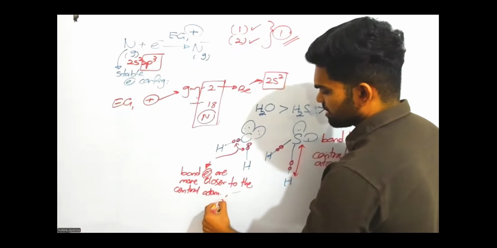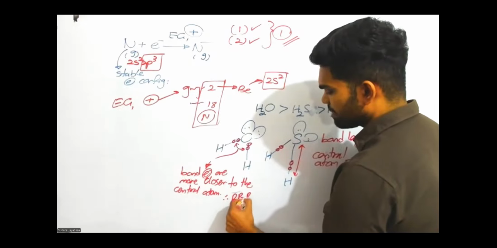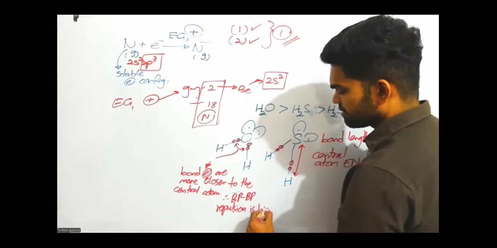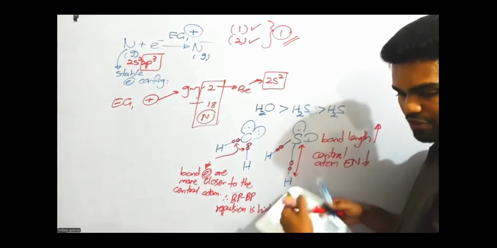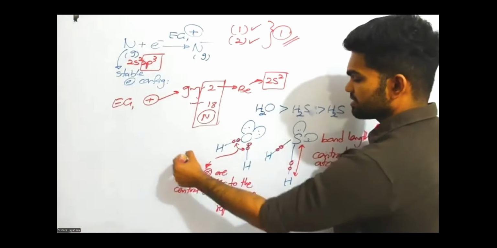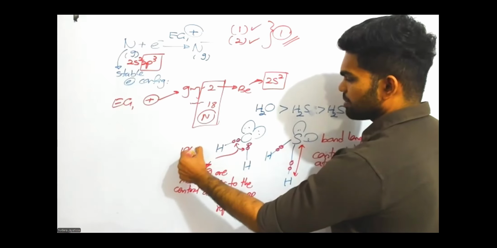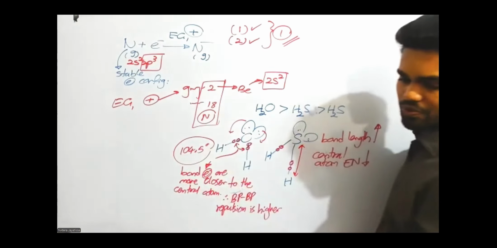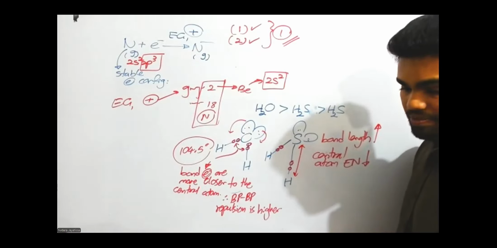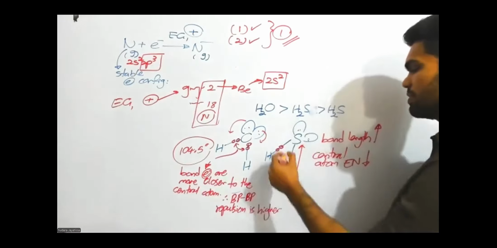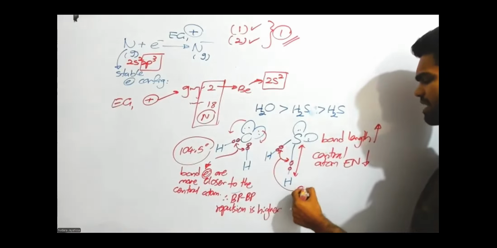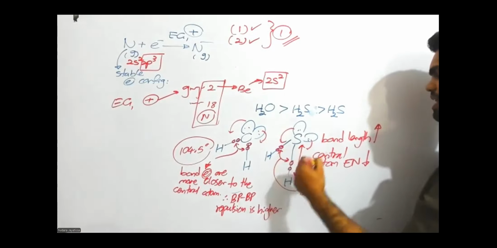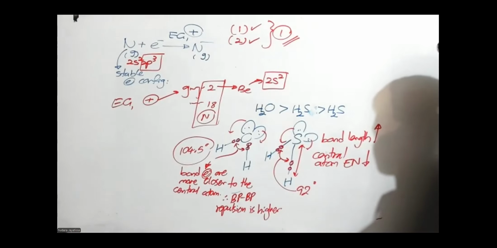Therefore, BP-BP repulsion is higher. Therefore, they will repel from each other. That causes a higher bond angle. In your book, you will see the bond angle is 104.5. There is a repulsion from the lone pair. That's why it was decreased to 104.5 from 109.5. But still, it's a good value. But if you take this case, its bond angle is very low. As I remember, it's somewhere around 92. Because of this repulsion from lone pair, it decreases further.